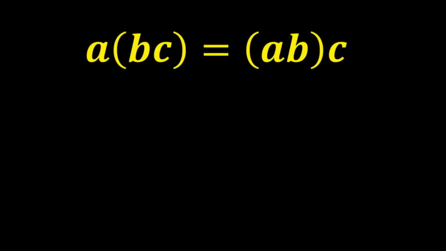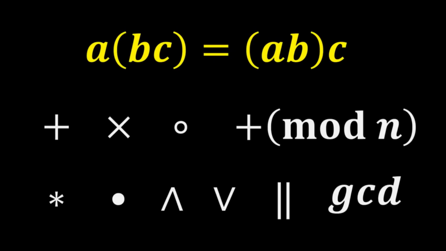So now we know how associativity is typically explained and what its definition is. But what, if anything, does associativity tell us about operations? To find out, let's start by looking at a handful of associative operations, starting with addition.